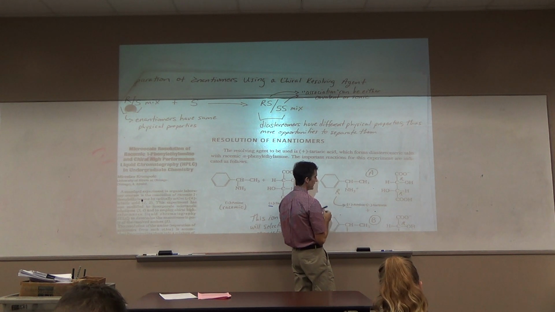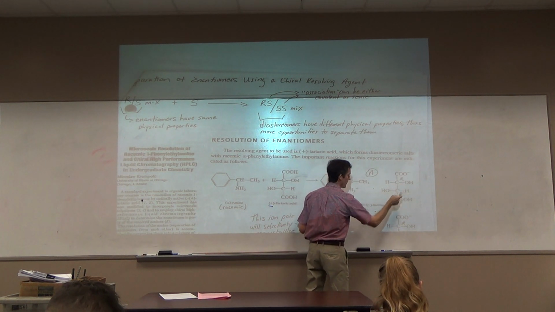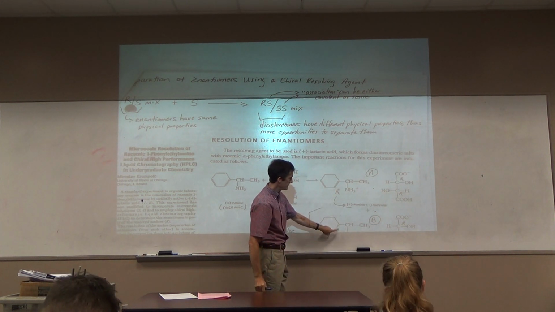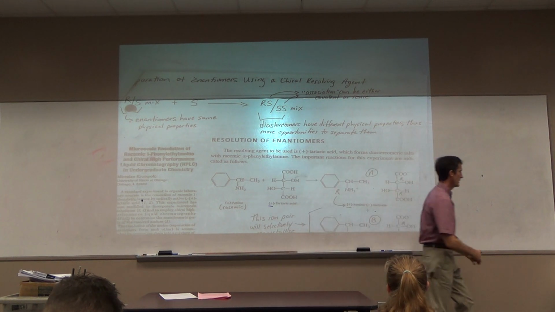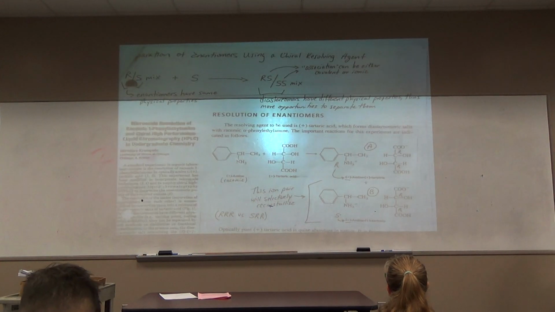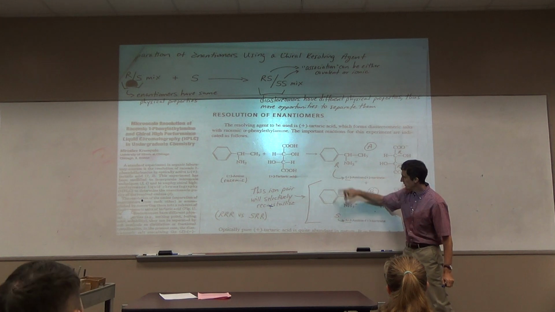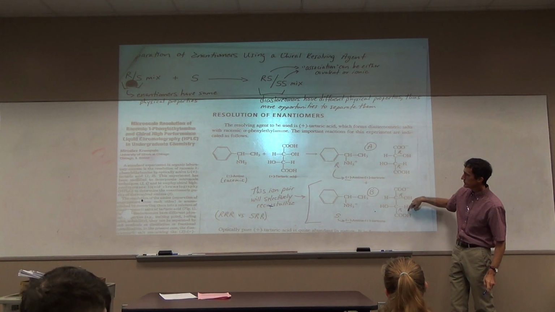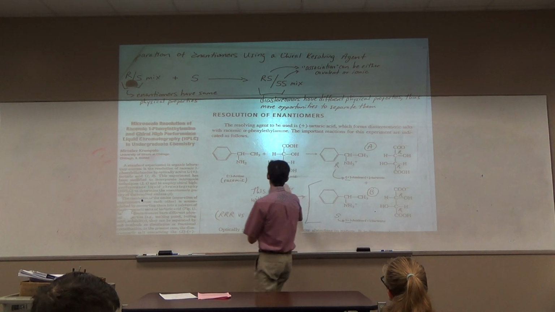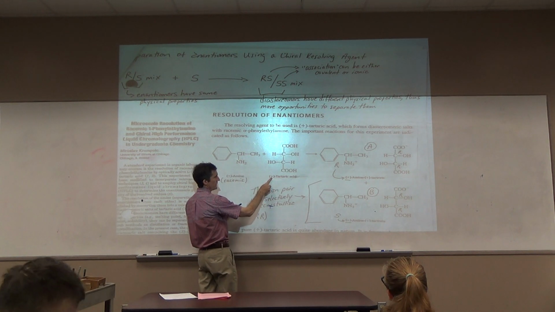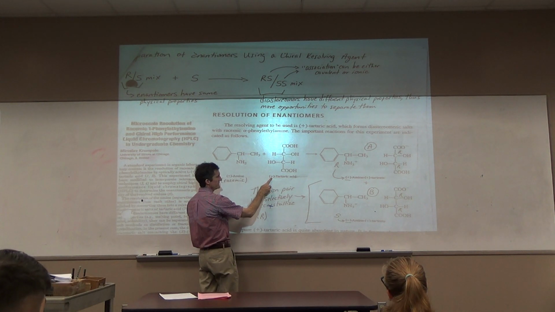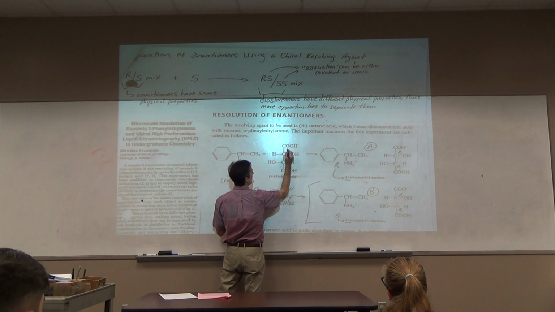But we have two different salts. This one is RRR, where this one down here is SRR. Because remember, the amine we had R and S. These are both RR. That's plus, so that's what? D? The D enantiomer is RR.